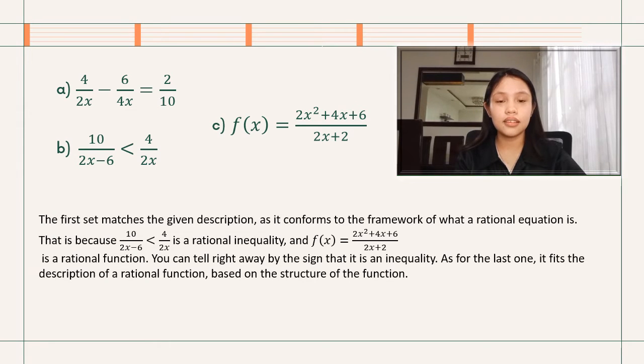Have you guessed it yet? The first set matches the given description as it conforms to the framework of what a rational equation is. That is because 10 over 2x minus 6 is less than 4 over 2x is a rational inequality, and f of x equals 2x squared plus 4x plus 6 over 2x plus 2 is a rational function. You can tell right away by the less than sign that it is an inequality. As for the last one, it fits the description of a rational function based on the structure of the function.